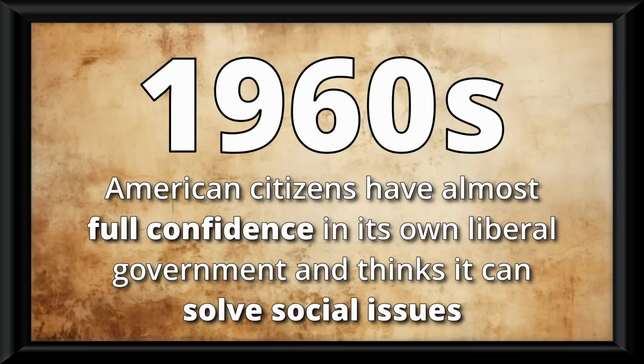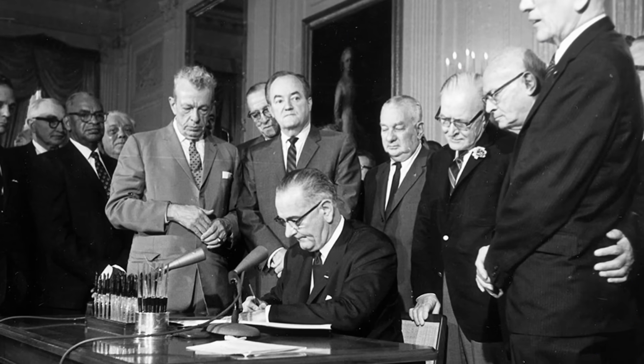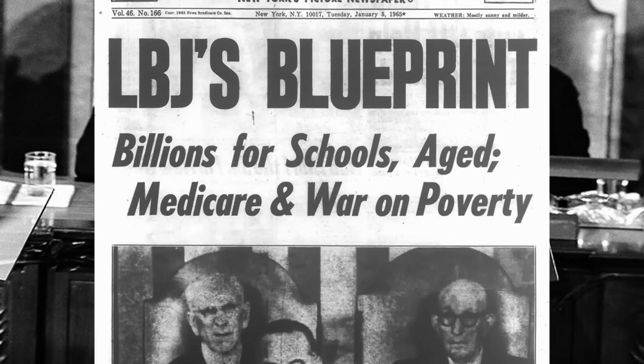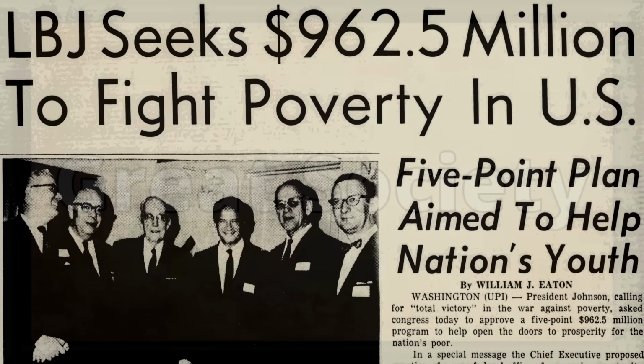This will all lead President Lyndon B. Johnson to enact his Great Society, which was an expansion of the New Deal focused on social issues rather than just the economy, aiming to end poverty, reduce racial inequality, improve education, and expand healthcare. Let's go over the things the Great Society created.